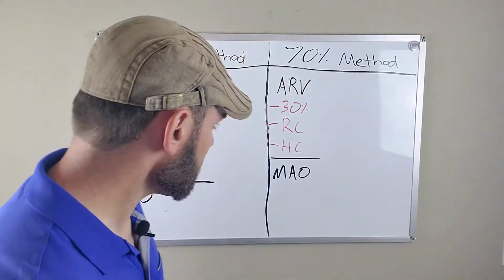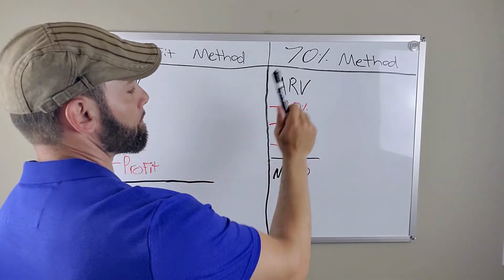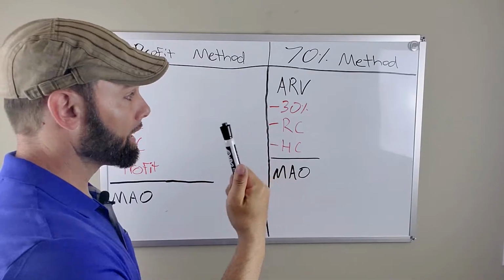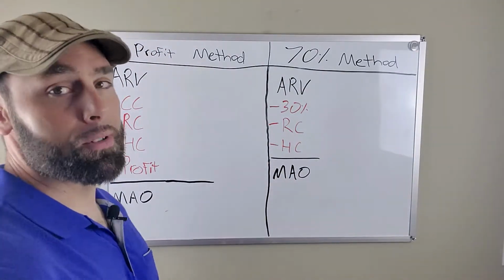Here we go. The two methods I'm gonna show you today are the profit method and the 70% method. And disclaimer, please do not judge me based on my kindergarten handwriting, all right? Don't get wrapped around it, worry about the numbers and not about the handwriting.